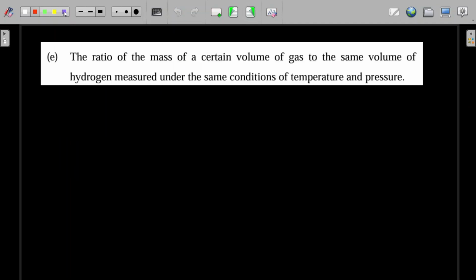Chalo. The ratio of the mass of a certain volume. You have to name this. Aryan, tell me the answer.